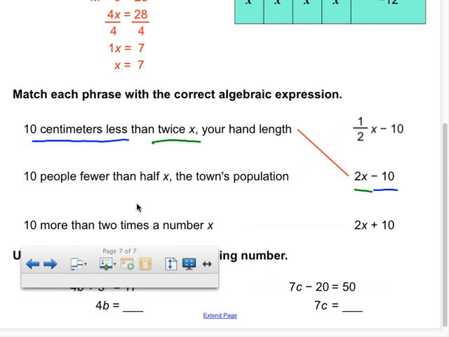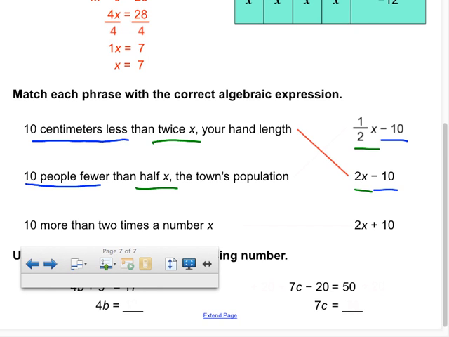Okay, and then who's got the second phrase? Who can walk me through the second phrase? Bokar, you got this one? Let me read it since I'm doing the video. 10 fewer than half x, the town's population. Which expression do you think that matches? Nice. So you have 10 fewer, so it's going to be minus 10 again. And then you got half x, right? So you have half x.